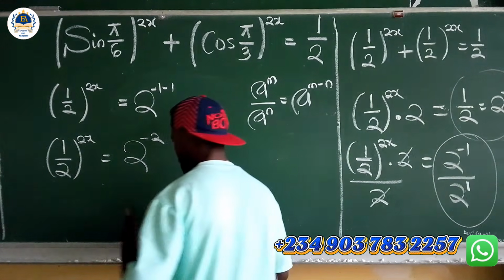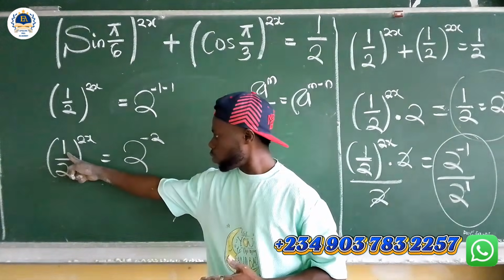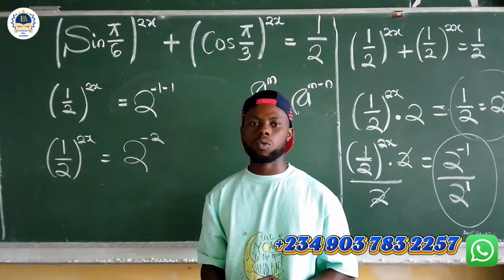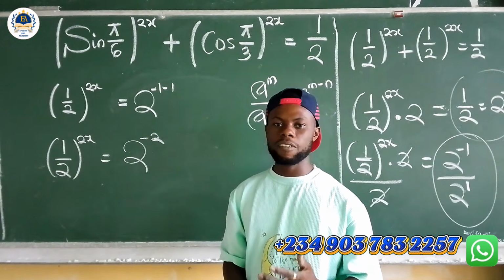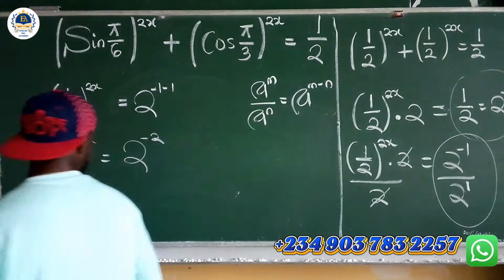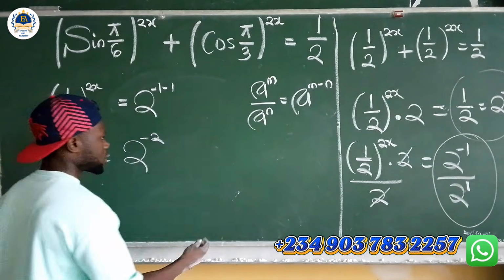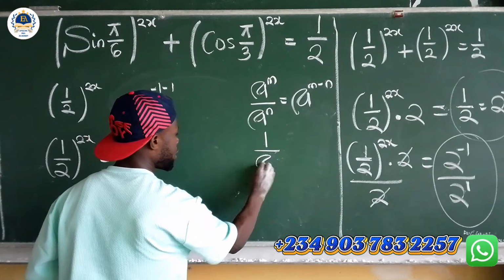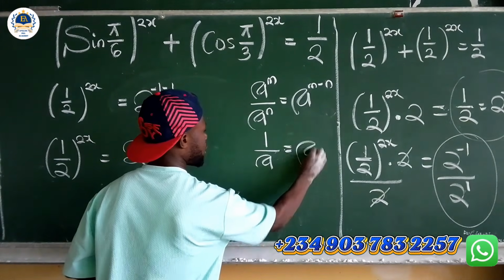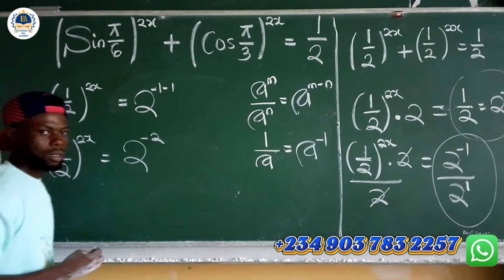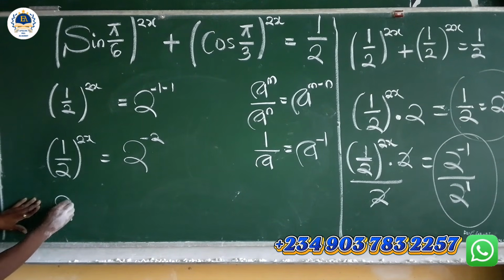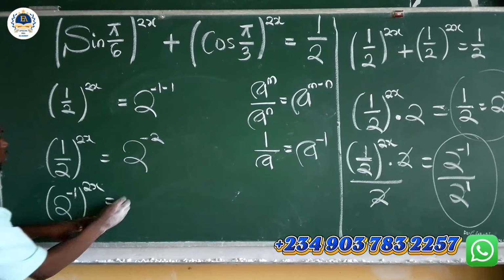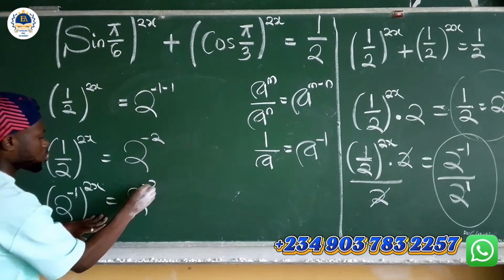At the left hand side, we are having 1 over 2. Because 1 over 2 is standing as a base, let's apply the negative power law of indices. The negative power law is that if I have 1 over a, it is the same as a raised to the power of minus 1. So that is the meaning of this. So that means it will be 2 raised to the power of minus 1, raised to the power of 2x, is equal to 2 raised to the power of minus 2.